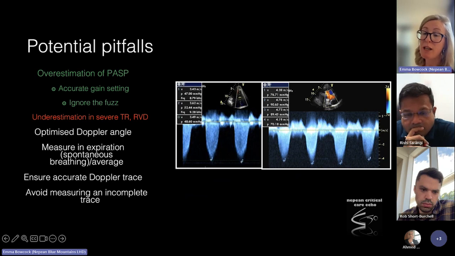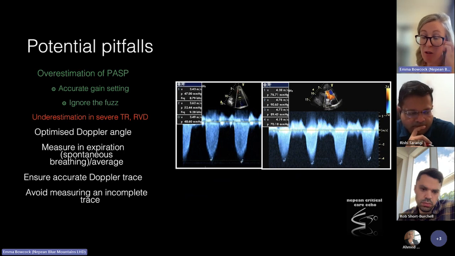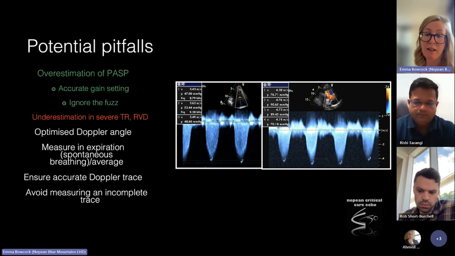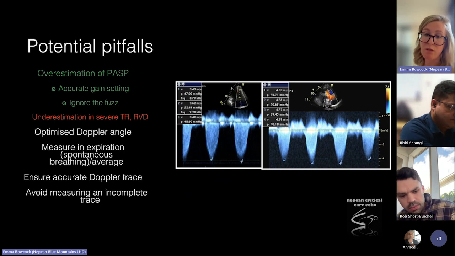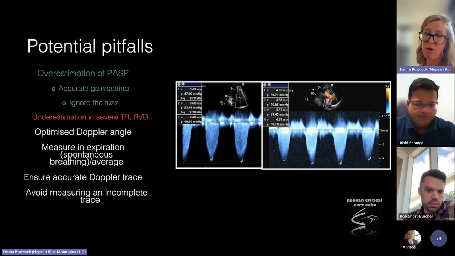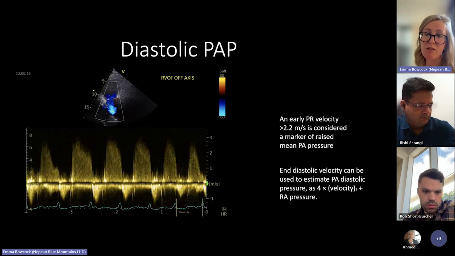Your Doppler angle has to be right, so interrogate from lots of different angles. End expiration is the best. If you've got lots of varying ones, maybe it's better to average it. And pulmonary stenosis, of course, makes it tricky. And if you've got a terrible incomplete trace, then don't use it because you're going to get the wrong information.